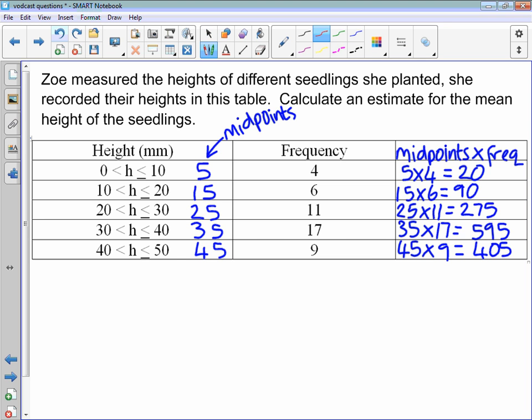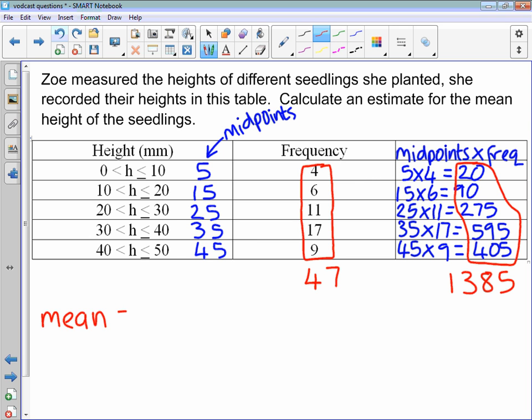Again, when I've got these totals, I add these together, and I get a total of 1,385. I also need to add together my frequencies, which is 47. So to calculate my mean, I need to do 1,385 divided by 47, which is 29.47 to 2 decimal places, and that height is measured in millimetres.